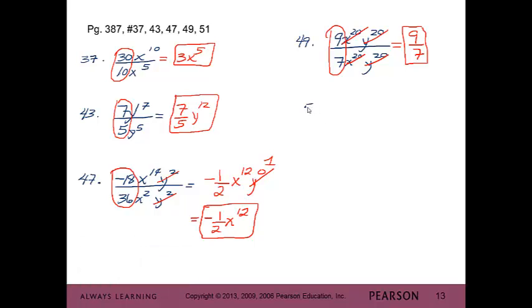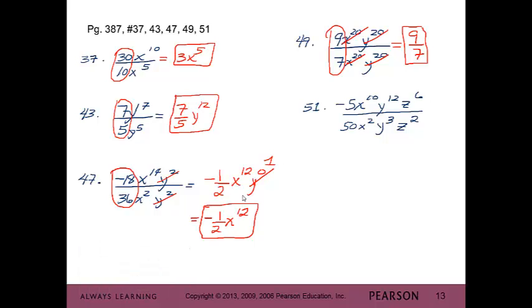And then last one, number 51. We have negative 5, x to the 10th power, y to the 12th, and then z to the 6th power, all divided by 50, x to the 2nd power, y to the 3rd power, and then z to the 2nd power.